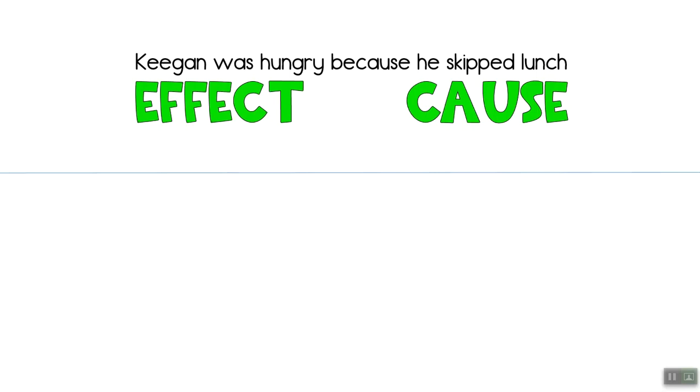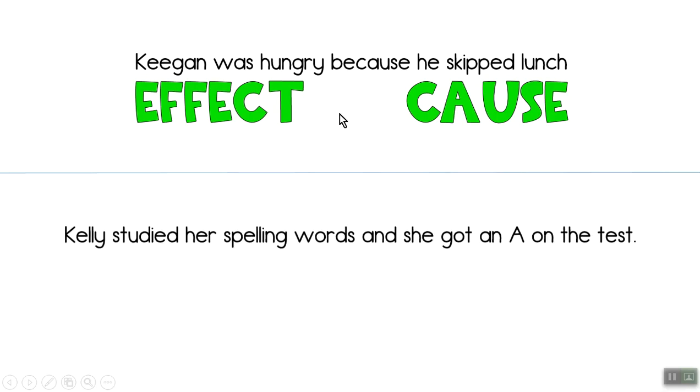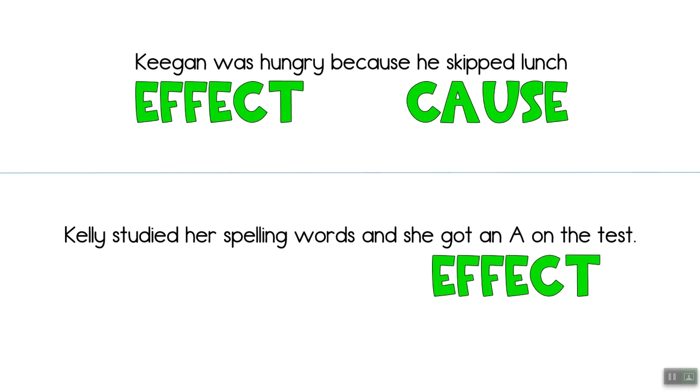Let's try another one. Keegan was hungry because he skipped lunch. What happened? Keegan was hungry. Why was he hungry? Because he skipped lunch. So because he skipped lunch, the effect was that he became hungry. Kelly studied her spelling words and she got an A on the test. So what happened? Kelly got an A on the test. And why did that happen? Because she studied her spelling words.